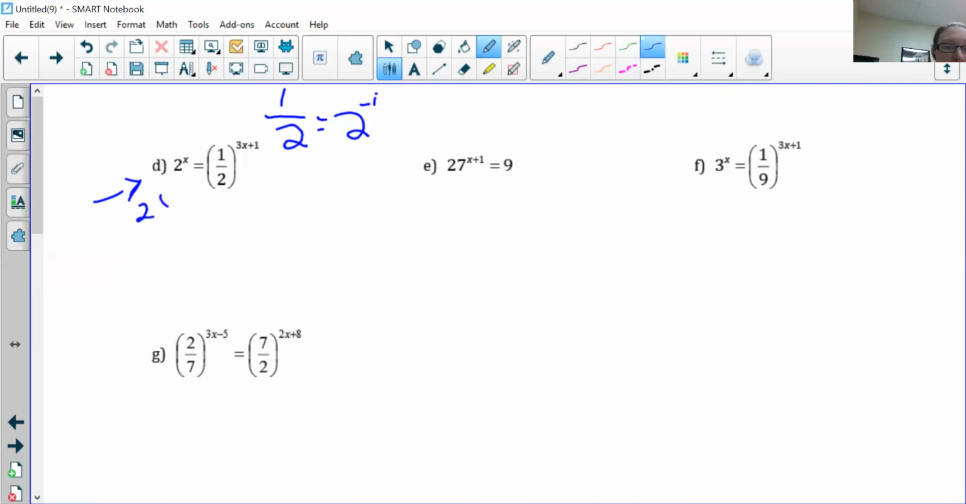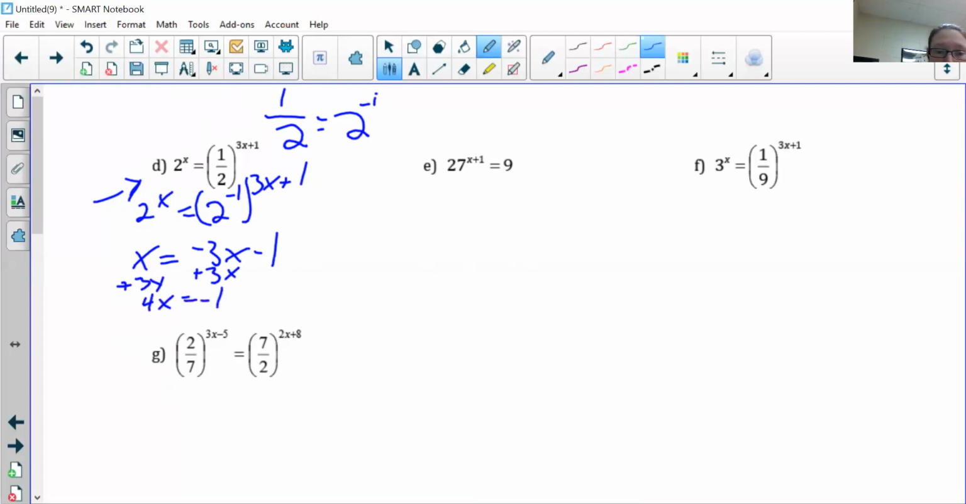So 2 to the x power is equal to 2 to the negative 1 to the 3x plus 1 power. So now that we have the same bases, set the exponents equal to each other. So x equals negative 3x minus 1. This is negative, so my big X is over here. So let's add 3x to both sides. 4x equals negative 1. So we can say x is equal to negative 1 fourth. All right, and everything else is more of the same.